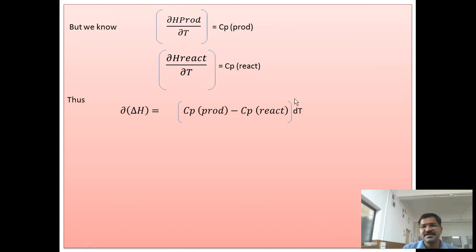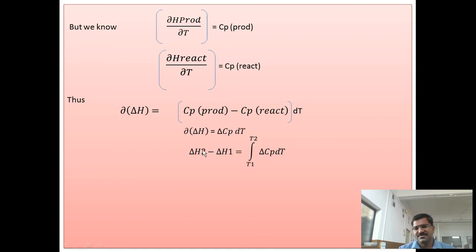Here dT was in the denominator in the previous equation, and we shift it toward the right hand side of the equation. That's why it becomes multiplied to this term. So you get this equation. Now this difference, Cp of the products minus Cp of the reactants, is denoted by delta Cp, and we get this equation.